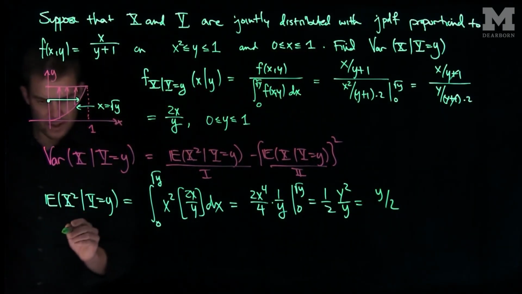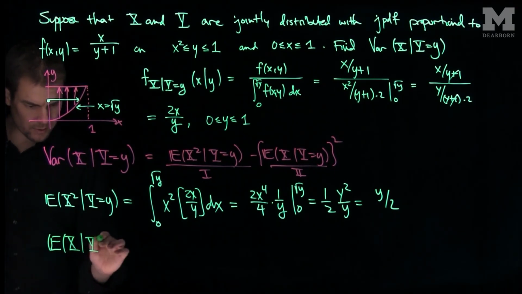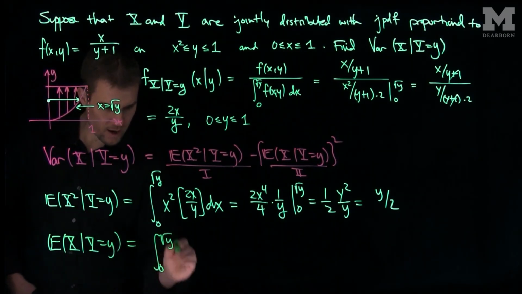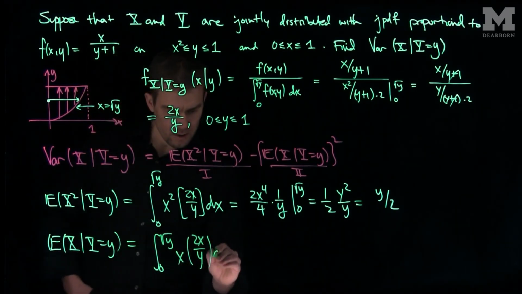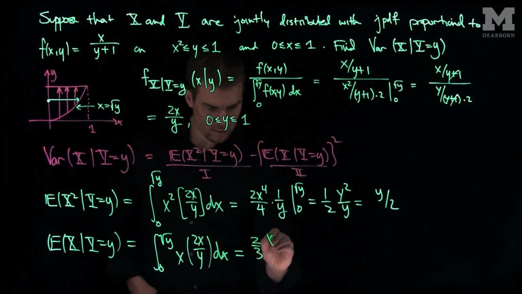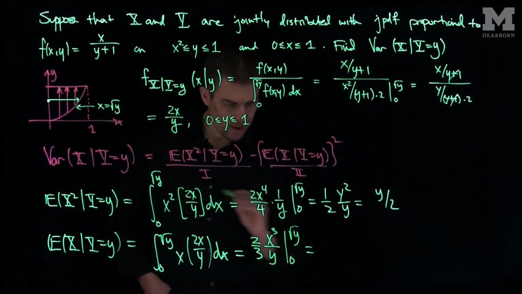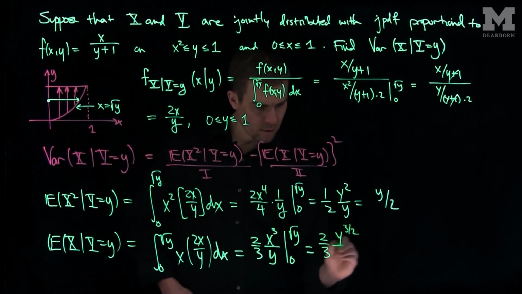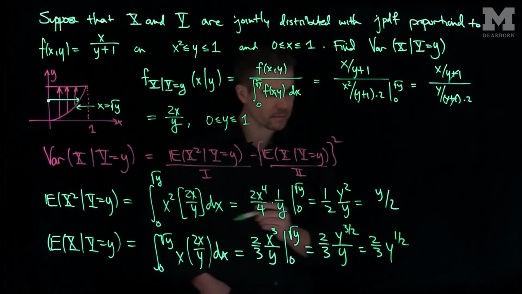And now let's compute the expected value of x given that y is equal to little y. That will be the integral from 0 to the square root of y of x times the conditional density function, 2x over y, dx. Now I have 2x squared, so that's going to be 2/3 x cubed over y, where x goes from 0 up to root y. And so what we get is 2/3 y to the 3/2 power over y. So this is 2/3 y to the 1/2 power.